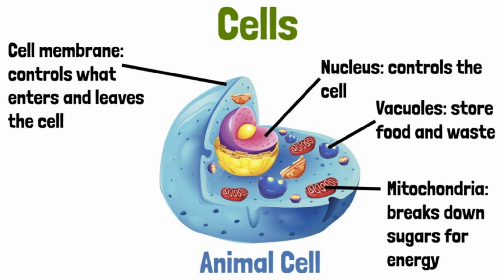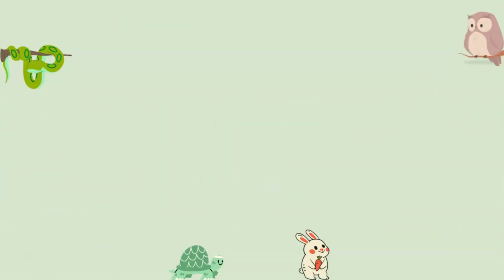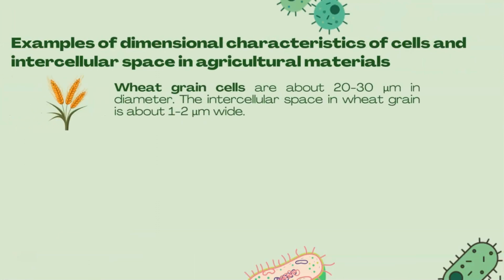Cells are filled with a watery, jelly-like fluid called cytoplasm. Cytoplasm fills the cell, allowing the other parts of the cell to stay in place. Cytoplasm also helps a cell keep its shape. Here are some examples of the dimensional characteristics of cells and intercellular space in agricultural materials.